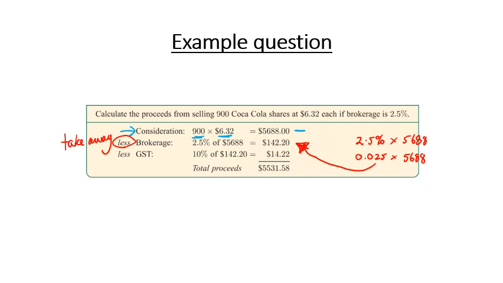And then we need to remember we need to pay 10%, so we take away again 10% of that brokerage fee. So this becomes 10% times $142.20, or 0.1 times $142.20, which then gives us $14.22. Then we end up with a total value of $5,531.58 that you would make if you sold these shares.